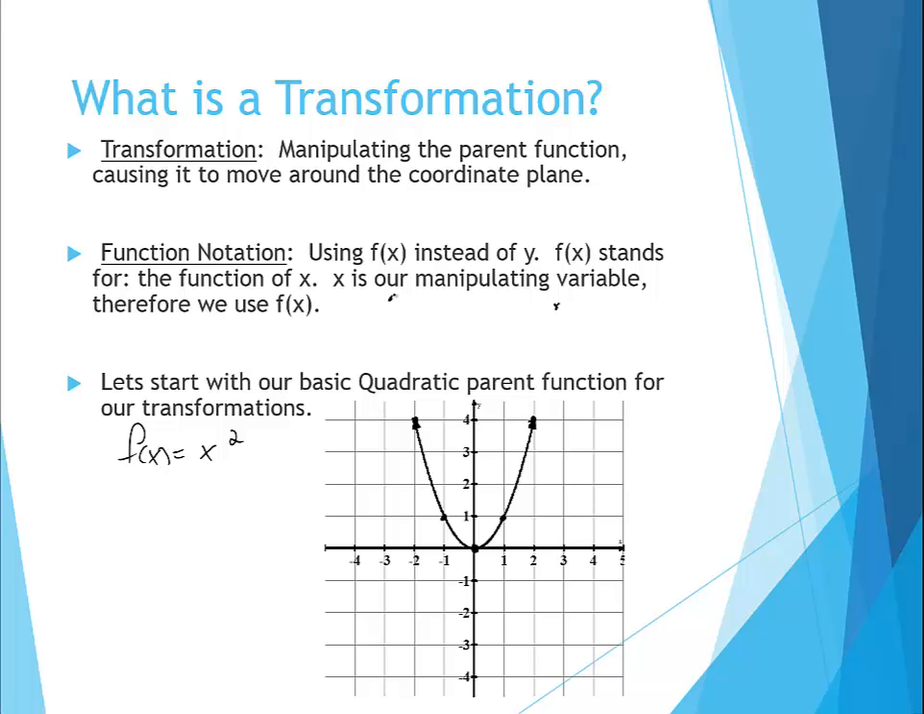So the points that are important for transformations are 0, 0, plus and minus 1, 1, plus and minus 2, 4, plus and minus 3, 9. These points are what we're going to move around the graph. And that's the point of transformations.